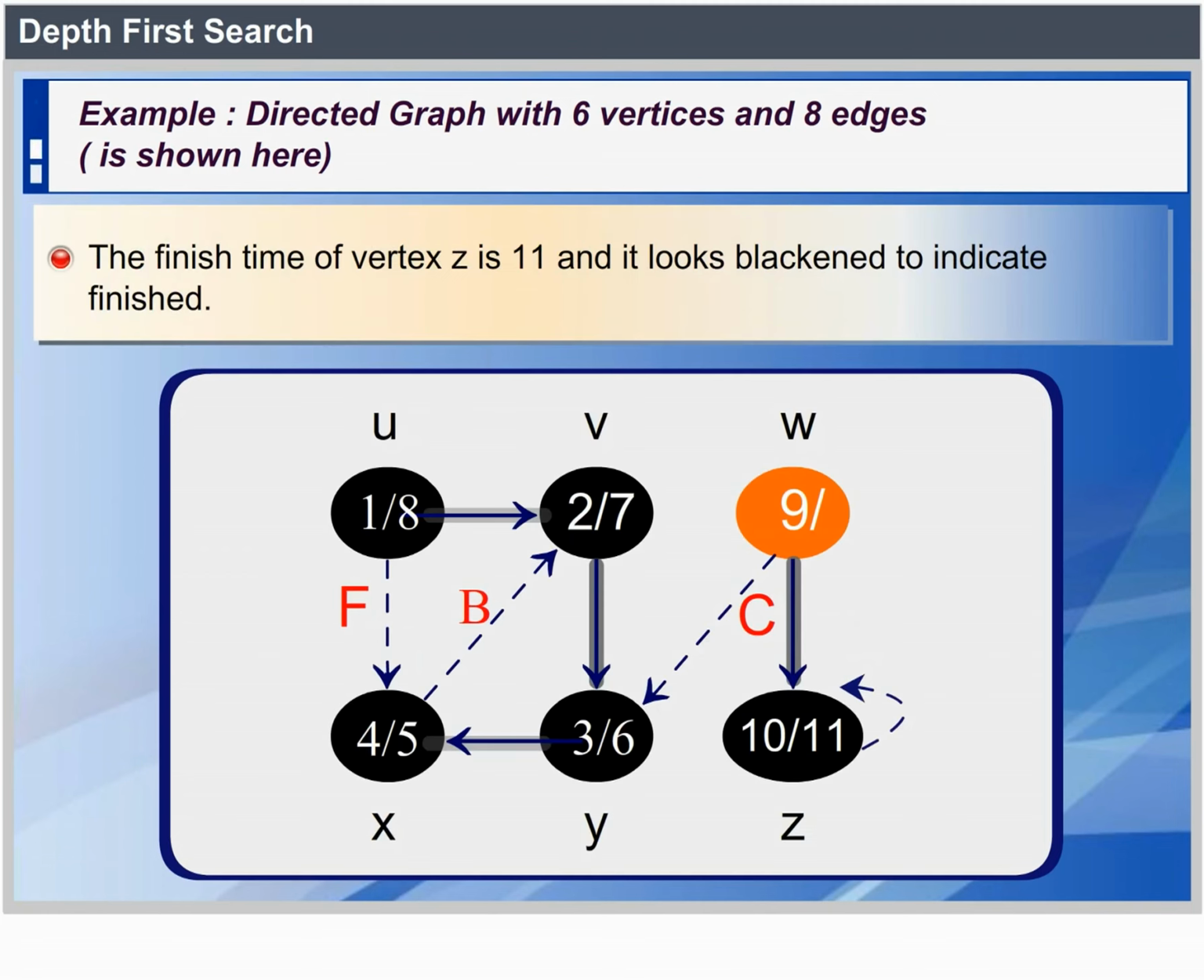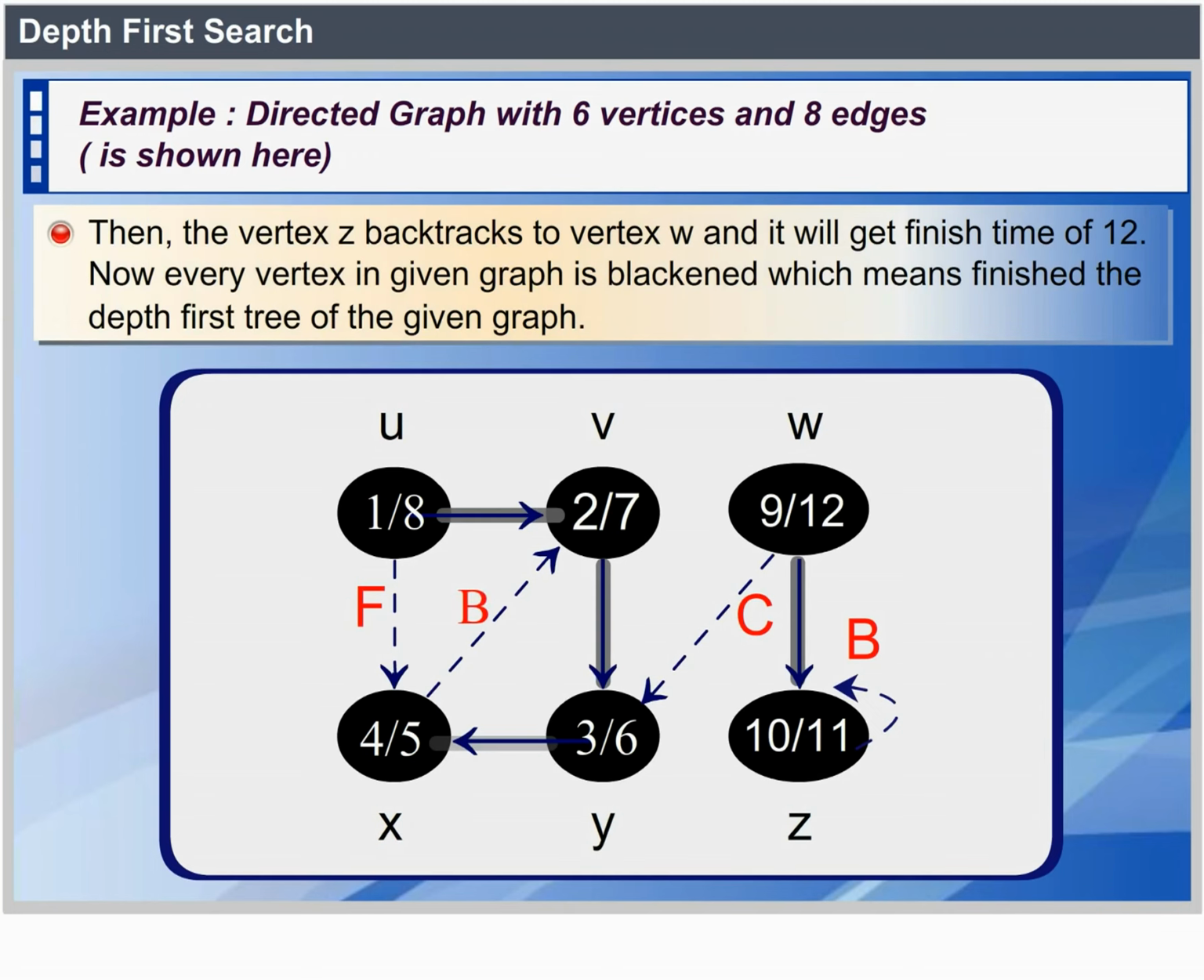Then the vertex Z backtracks to vertex W, and it will get finish time of 12. Now every vertex in the given graph is blackened, which means the depth first tree of the given graph is finished.